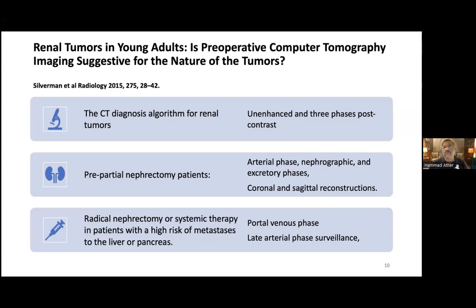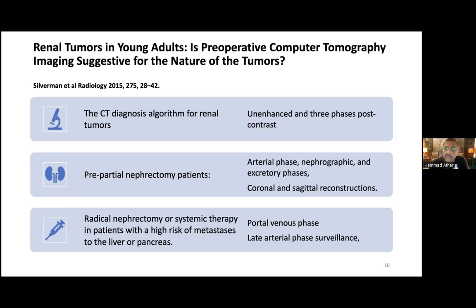For patients who've got a locally advanced cancer, in which local advanced disease or metastatic disease is likely, then these patients should undergo a portal venous phase and a late arterial phase as well, because these are the two phases which can pick up cancers, local metastases, and involvement of the pancreas, liver, etc.